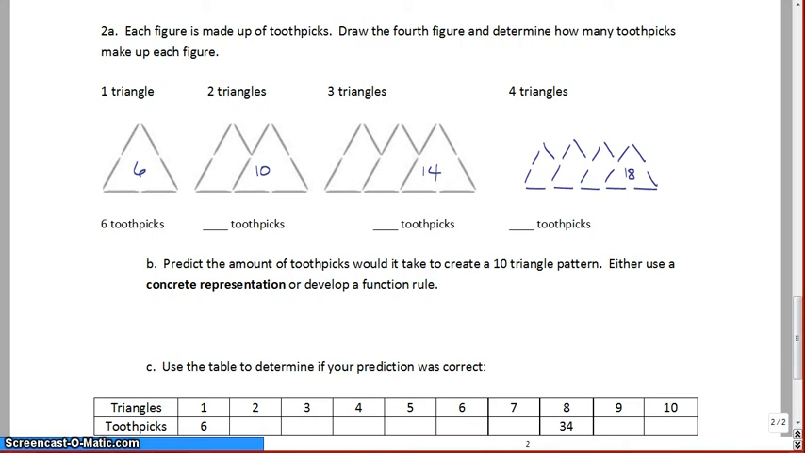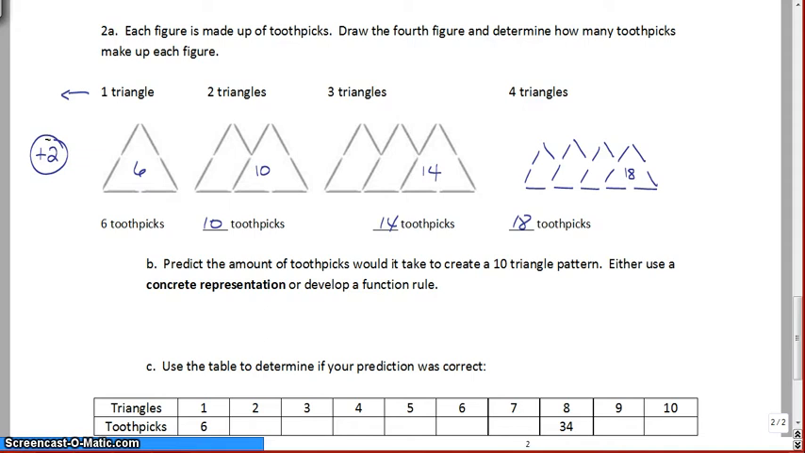See how quickly I drew that? So we've got 10, 14, 18. I think you get the point. We are increasing by 4 toothpicks per triangle. But then again, you have to go backwards. What if you had 0 triangles? Well, we would subtract the 4, and we would be left with an initial 2 toothpicks to start.